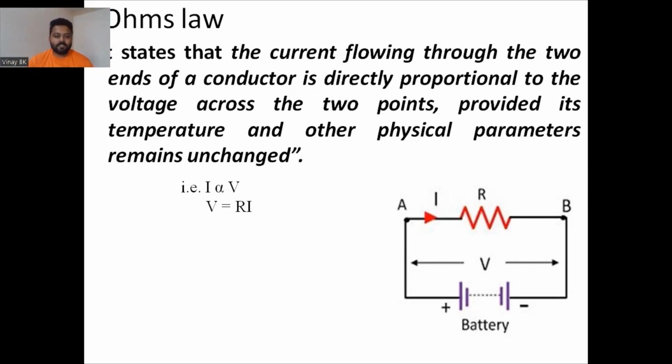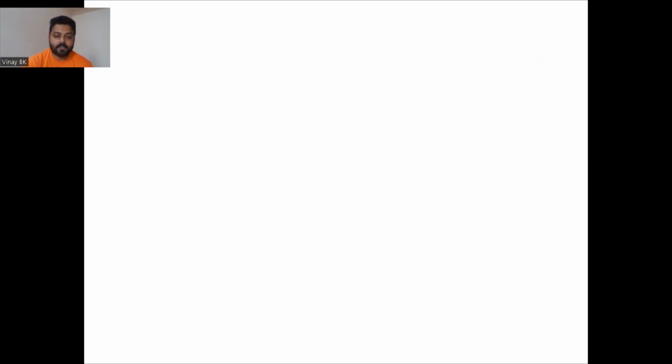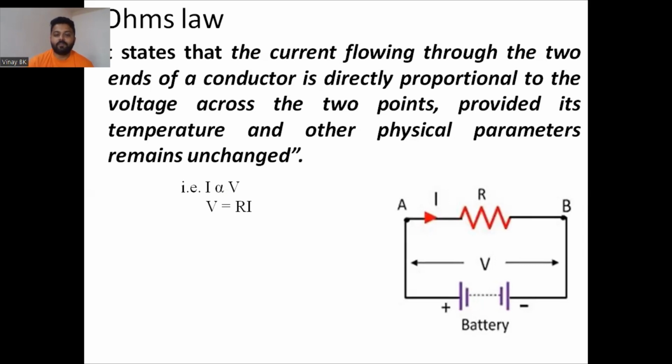To remove this proportionality, you are introducing a proportionality constant, that is nothing but R. R is the proportionality constant. So you are defining voltage V equals R into I, where R is the proportionality constant. You can call that resistance. Resistance is a property by virtue of which it always opposes the flow of current.